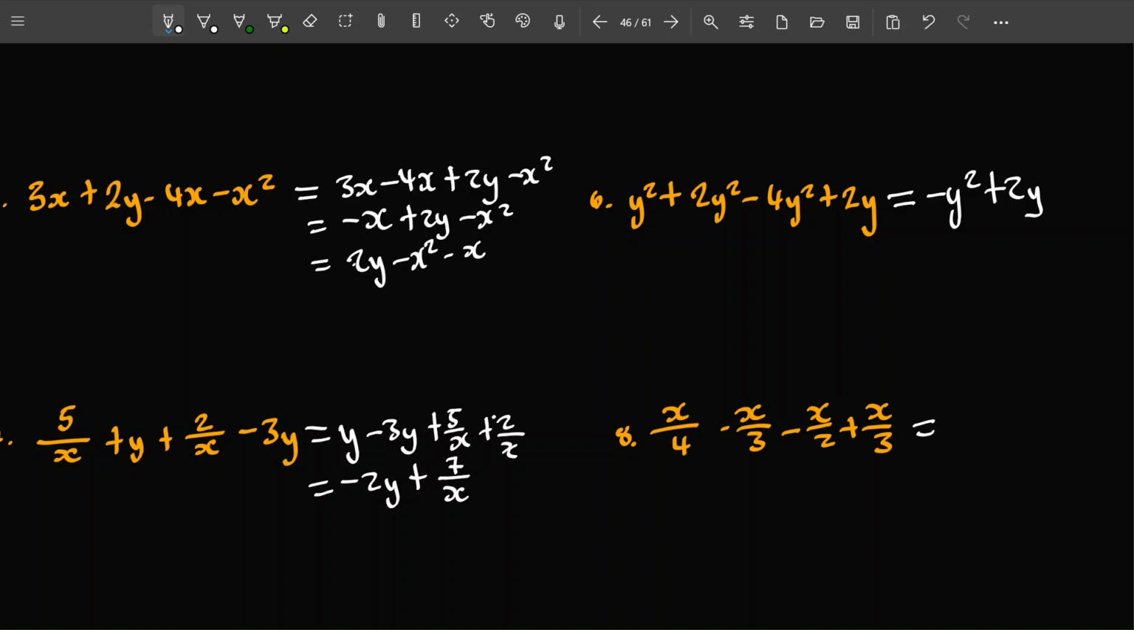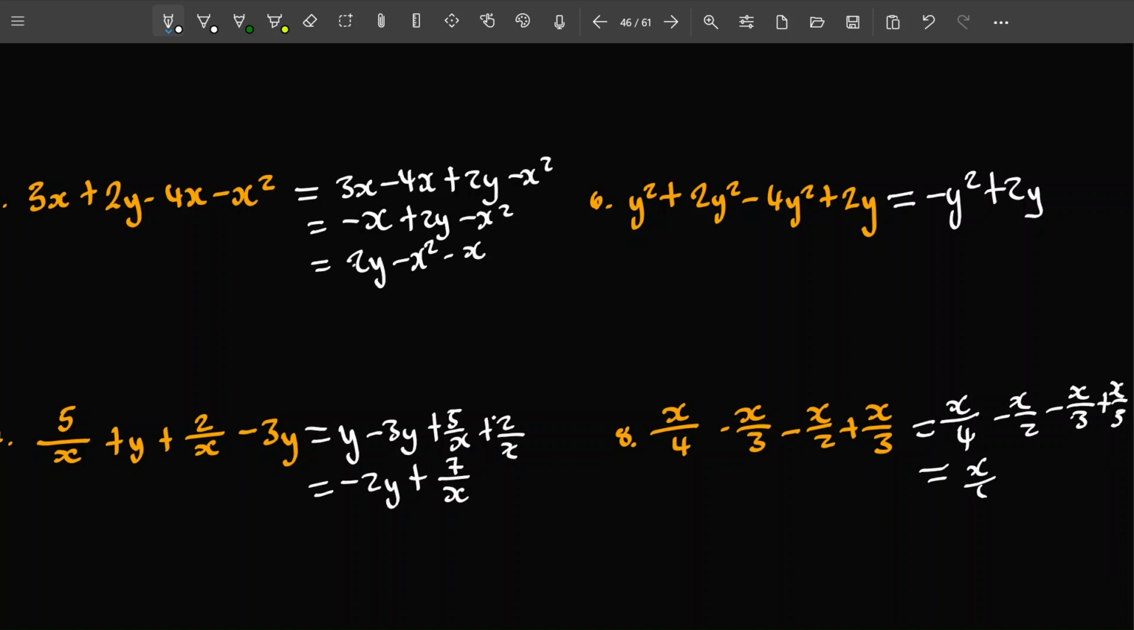Number 8, x over 4 minus x over 3 minus x over 2 plus x over 3. What is this equal to? Let me start by grouping like terms. Of course, I can add them because they're all x's, but I just want them to have one denominator so that I can add. So x over 4, then I say minus x over 2. Then I put the x over 3's next to one another. Minus x over 3, and then plus x over 3. So if I say minus x over 3 plus x over 3, I get 0.